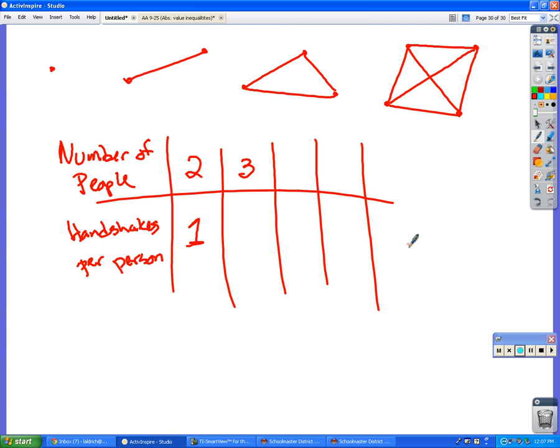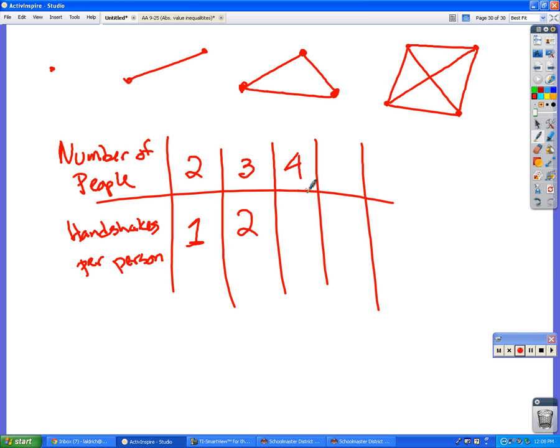Now if I have 3 people, how many handshakes per person do I have in this case here? How many people does this person shake hands with? 2. How many people does this person shake hands with? 2. And how many does this person shake hands with? 2. Okay, so everyone in the group ends up shaking the same number of hands. And in this case, that would be 2. How about with this one right here if I have 4 people?